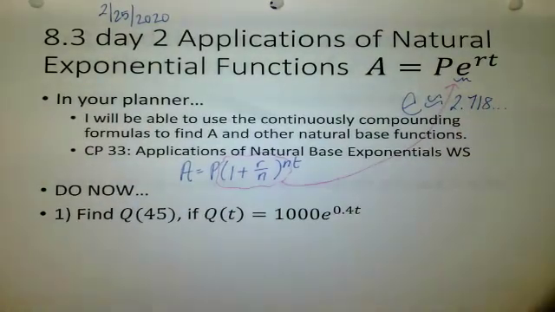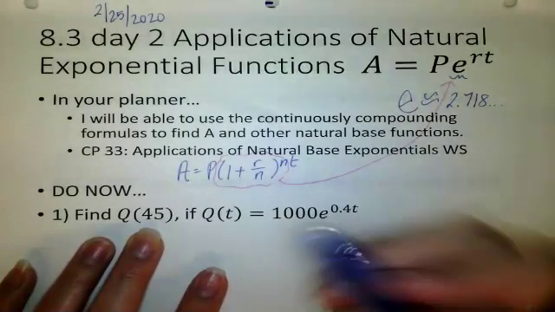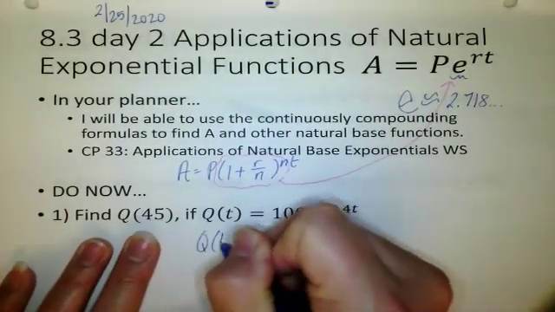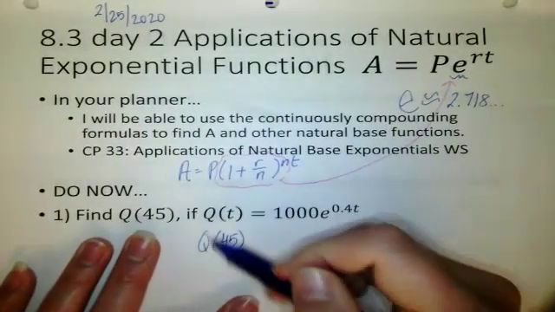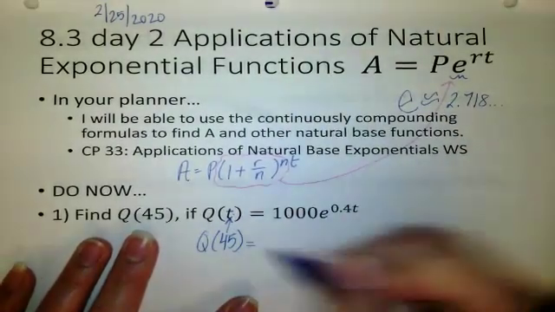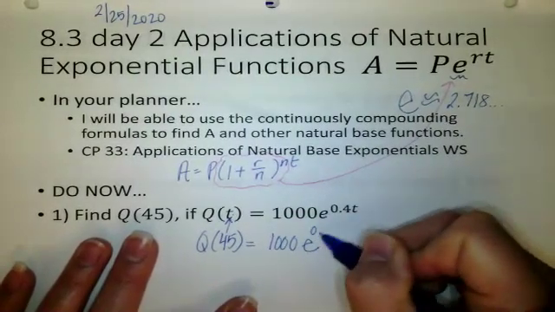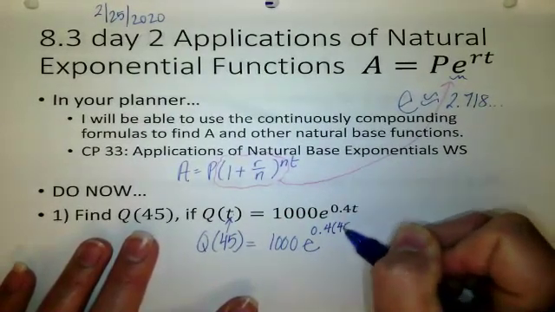All right, find Q of 45. What does that mean if it says find Q of 45? Substitute 45 for T. You can see how they line up. Go to your Q function. We're going to plug 45 in place of T. So we have 1,000 e to the 0.4 times 45.